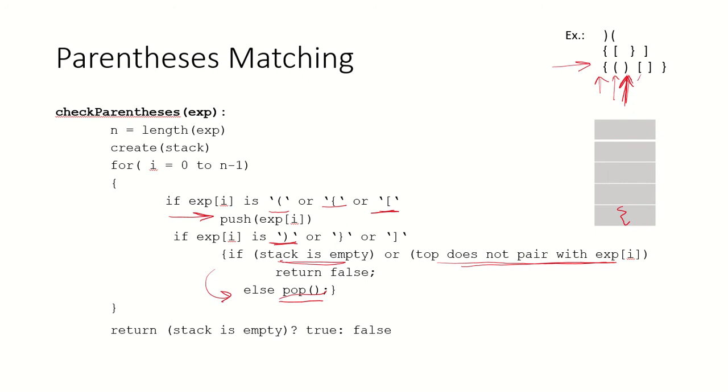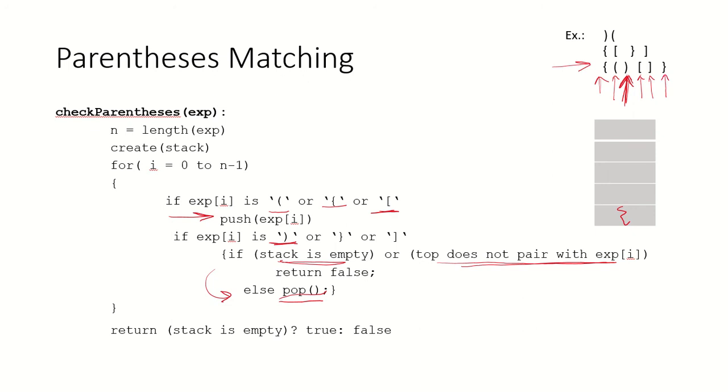Then we scan the next character. It's a square bracket, an opening bracket. So push it onto the stack. Check the next character, a closing bracket. If it is a closing brace, check whether it pairs with the top of the stack. Yes, it pairs with it. So do a pop operation. The top of the stack will be removed since we are doing a pop operation.